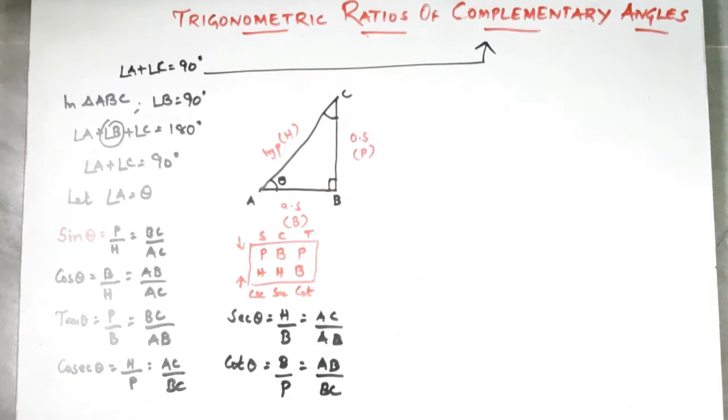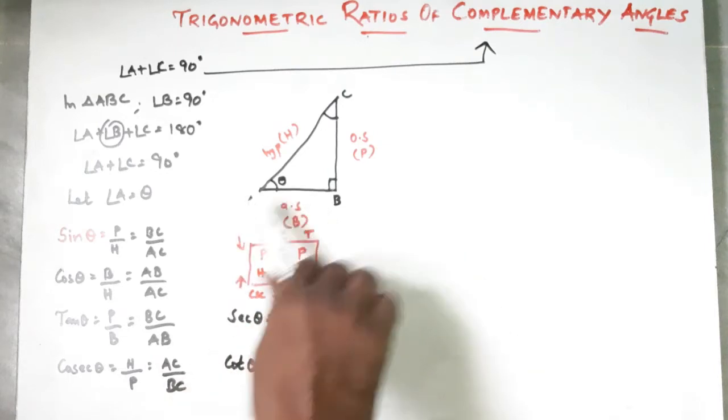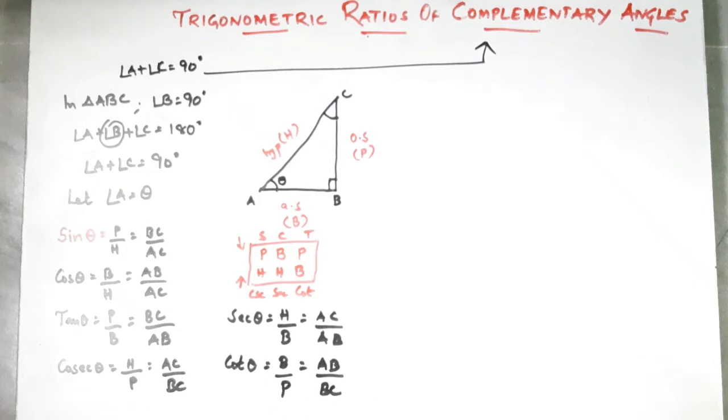So like this we get the ratios based on angle A. If angle A is equal to theta, these are the six trigonometric ratios.